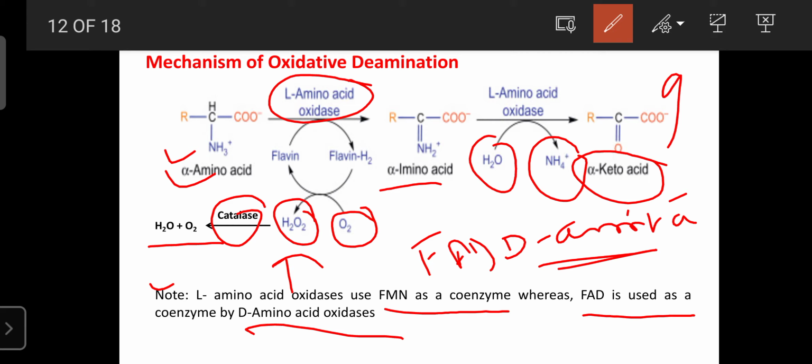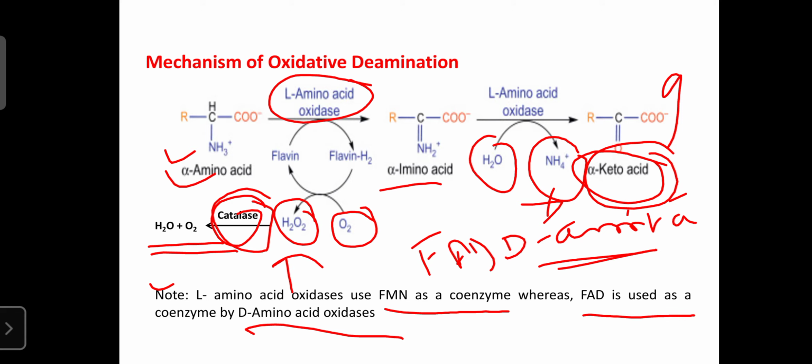Further, the alpha imino acid undergoes hydration reactions, then forms the ammonia and the alpha keto acid. The H2O2 is catalyzed by the catalase enzyme and forms water and oxygen. But regarding L amino acid oxidase, it is less active or present in low concentrations, while D amino acid oxidase is more active and highly present in both liver as well as in the kidney. This is regarding the mechanism of oxidative deamination.